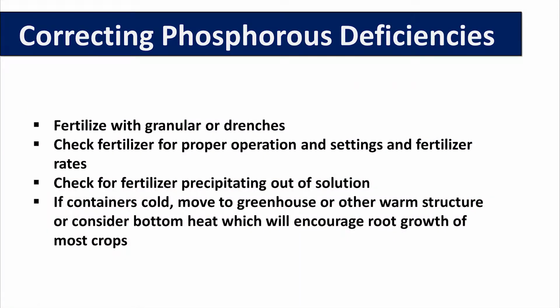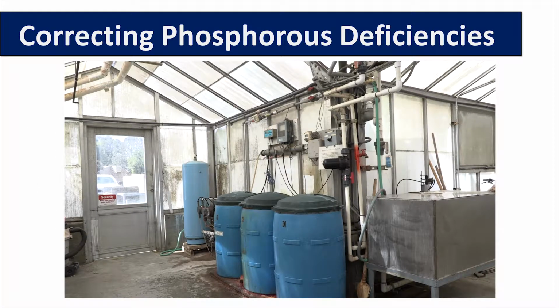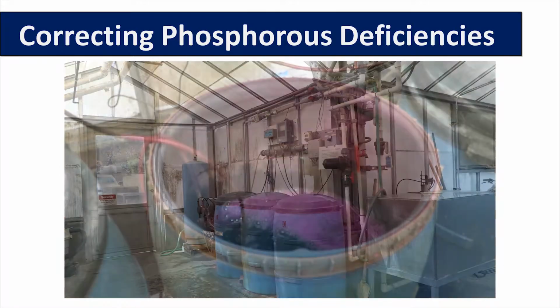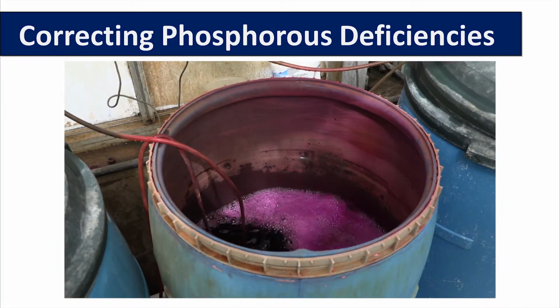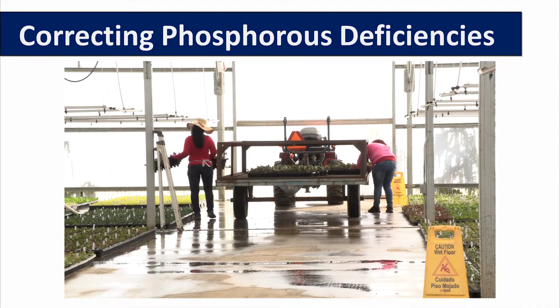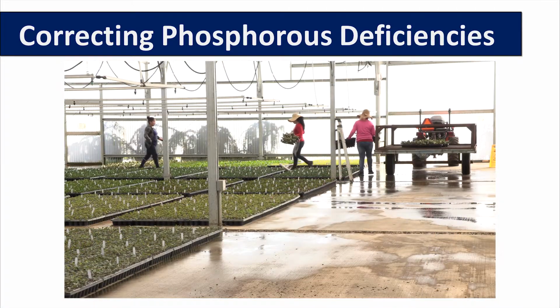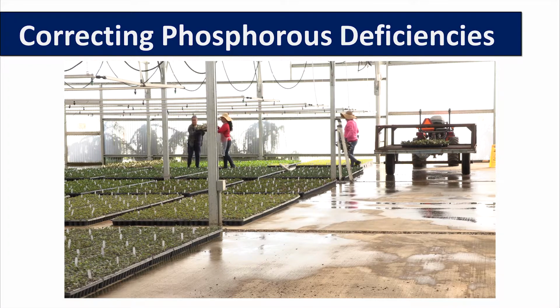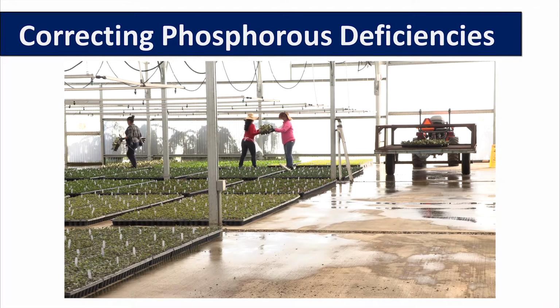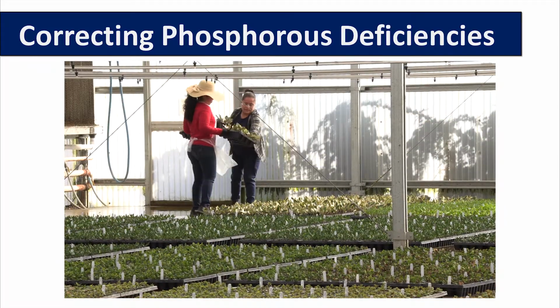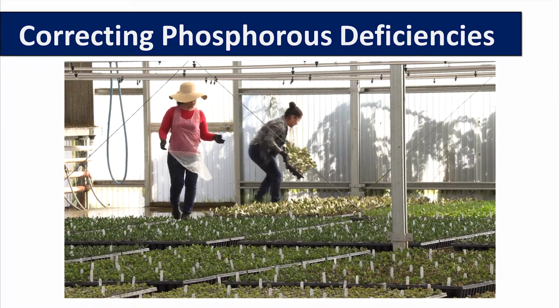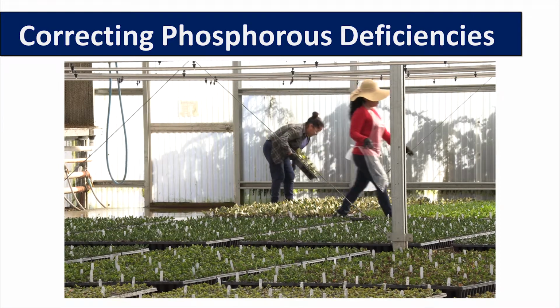Also, check for fertilizer precipitating out of the solution. If you are applying phosphorus in a nutrient solution, it can often precipitate out with other chemicals. Make sure the solubility is compatible with other fertilizers that you are using in your nutrient solution. Now, environmentally speaking, if the containers are cold, the soils are cold, especially early in the spring. If you can, move the plant to a greenhouse or other warm structure, or consider bottom heat, which will encourage growth and allow the plant to take up the phosphorus that is already in the media.